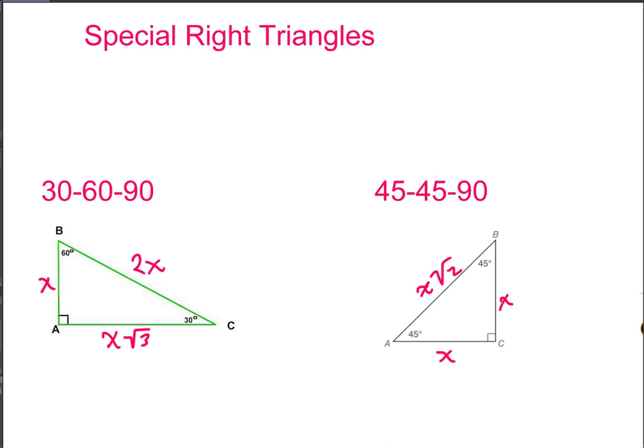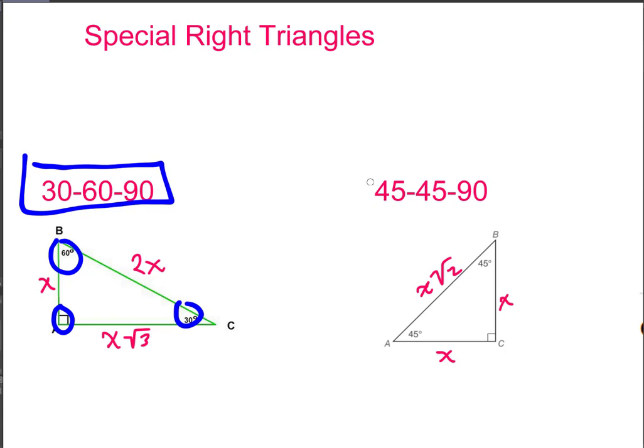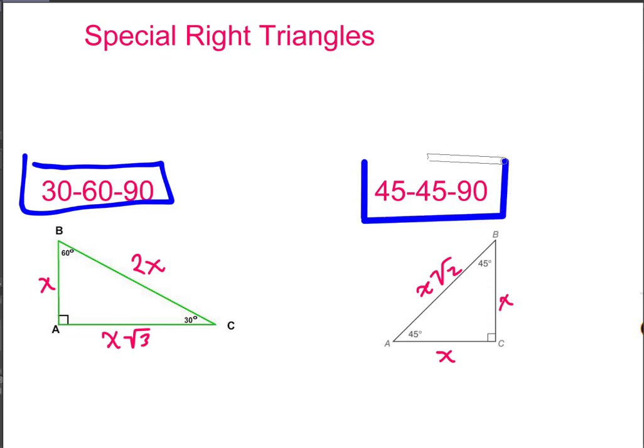Today we're going to be talking about special right triangles. And when we talk about special right triangles, we're really talking about two specific types of triangles. We're talking about the 30, 60, 90 triangle, called that because there's a 30 degrees, a 60 degrees, and a 90 degrees. And we're also talking about the 45, 45, 90 triangle, which is 45 degrees, once again 45 degrees, and 90 degrees. That's why it's called that. So those are the two different types of triangles that we will be talking about.